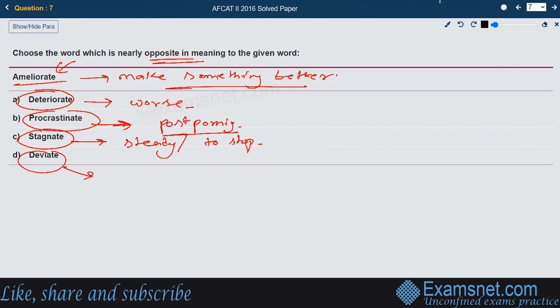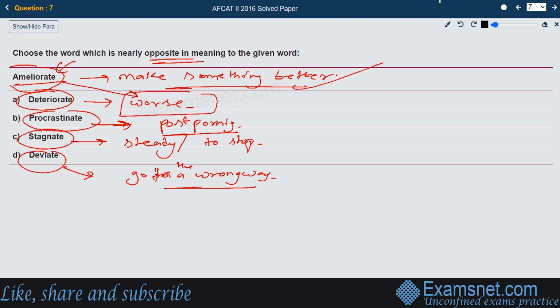Deviate means to forget your right path and go the wrong way. That is what deviate means. Okay. The right answer for the opposite of ameliorate is deteriorate, because ameliorate means making something better and deteriorate means making something worse. So the right answer is option A, deteriorate. That is the right answer.